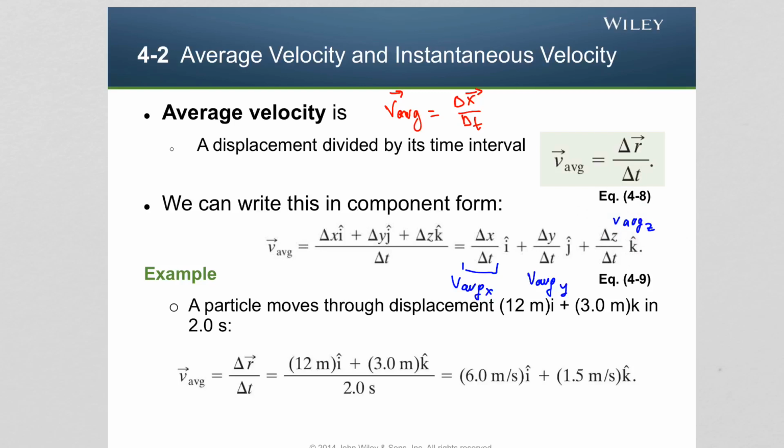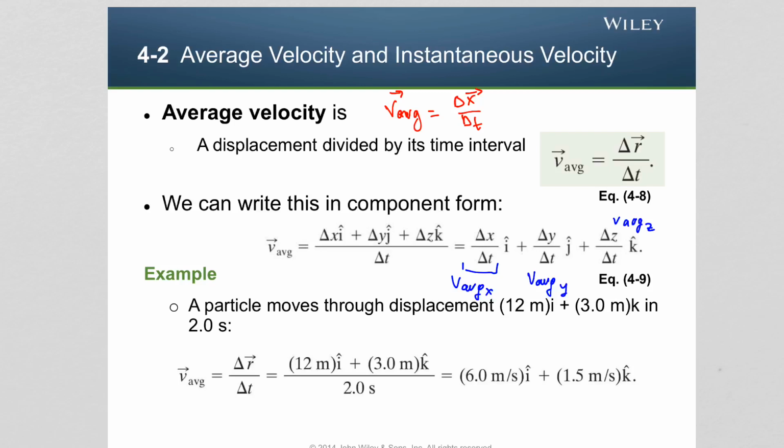And so here's a simple example of this concept. So we have a particle that moves through a displacement of 12 meters i plus 3 meters k for a time of 2 seconds. So the average velocity then is the displacement divided by the time. So that's 12 meters i plus 3 meters k divided by 2 seconds, or that is 6 meters per second i plus 1.5 meters per second k.